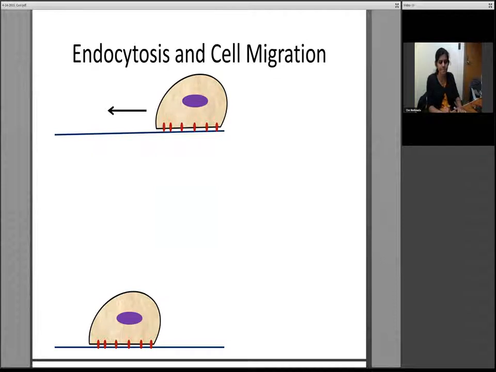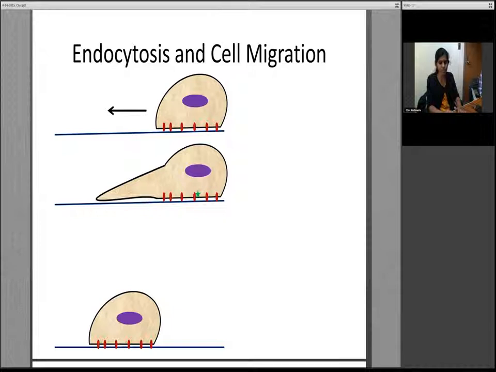So how are cell migration and endocytosis involved? This is a schematic representation of a cell with its nucleus and cytoplasmic material. The cell is usually attached to the surface with the help of adhesion receptors, which are represented here in red. So how does a cell move from point A to point B? When the direction of migration is established, the cell usually puts out a protrusion or an arm, and that's when our star protein comes into play.